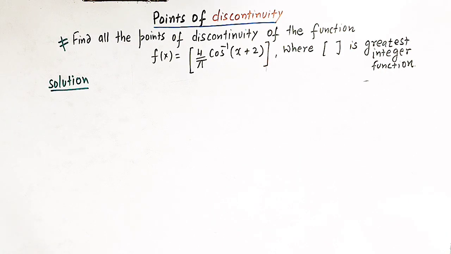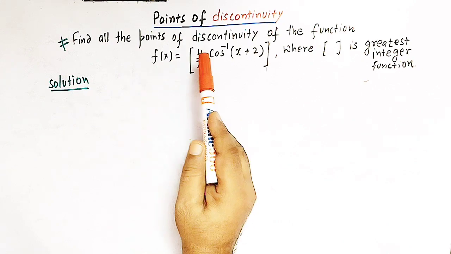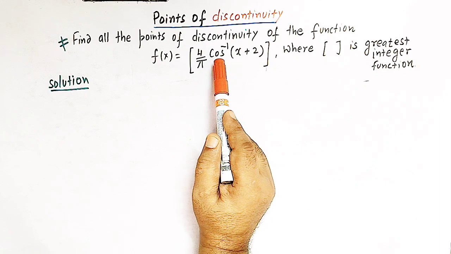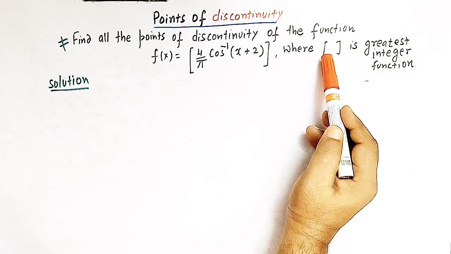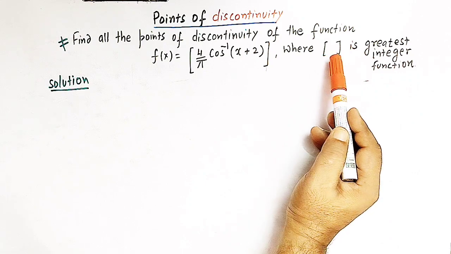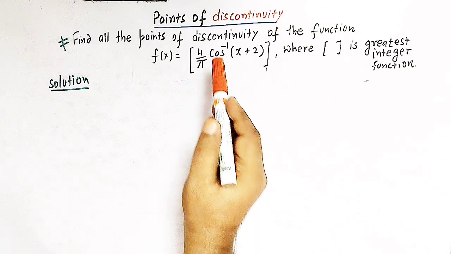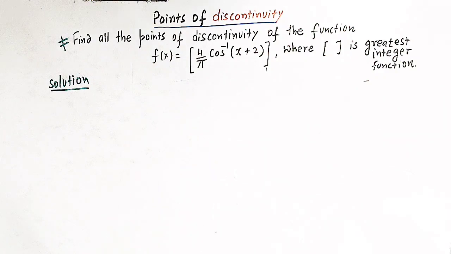all the points of discontinuity of this function, that is f of x is equal to greatest integer of 4 over pi cos inverse of x plus 2, and the bracket indicates the greatest integer function, right? So we'll find out all the points of discontinuity of this function f of x using simple concepts, right? So let us start.